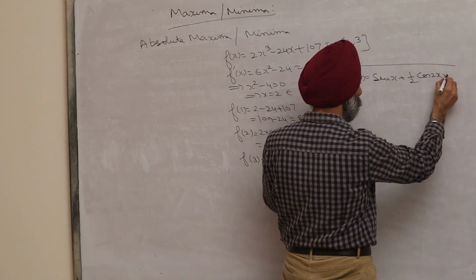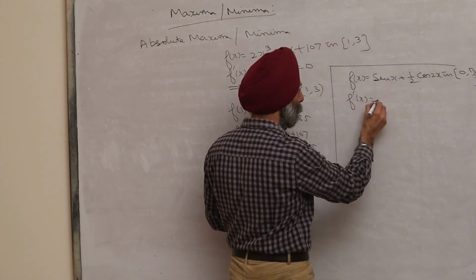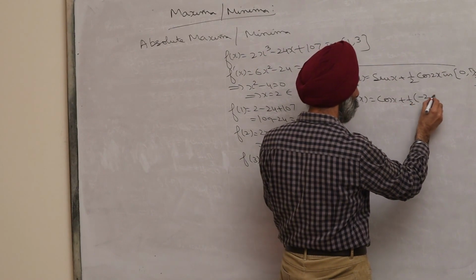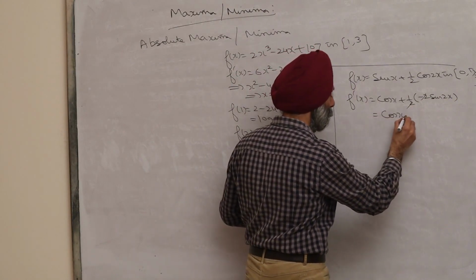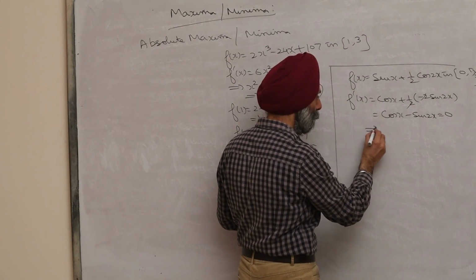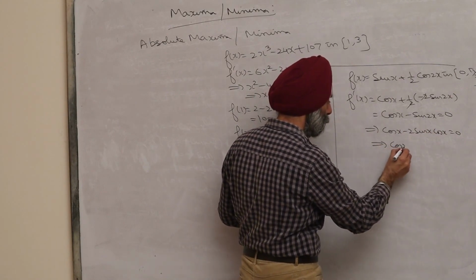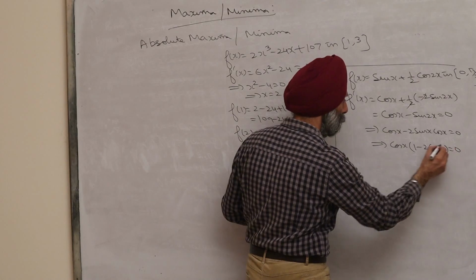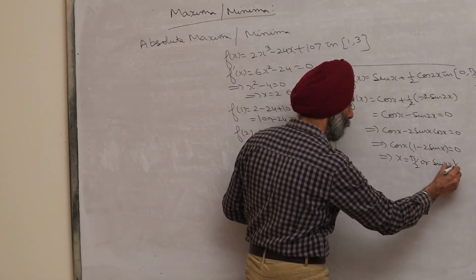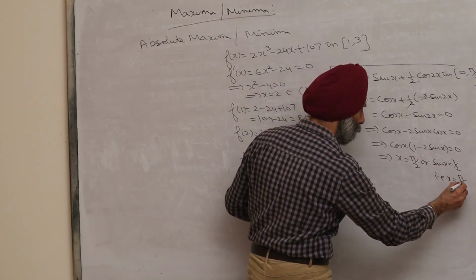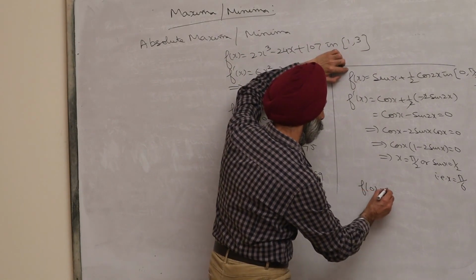Now similarly the next one is, say we have f(x) = sin x plus half of cos 2x in the interval 0 to pi by 2. Find f dash x. This is cos x plus half of minus 2 sin 2x. So this is cos x minus sin 2x equated to 0, which implies cos x minus 2 sin x cos x equals 0, which implies cos x into (1 minus 2 sin x) equals 0, which implies x is equal to 90 degrees or sin x is equal to half, that is x is equal to 30 degrees here.